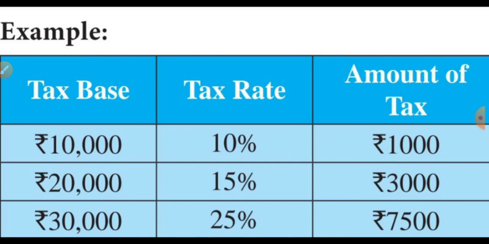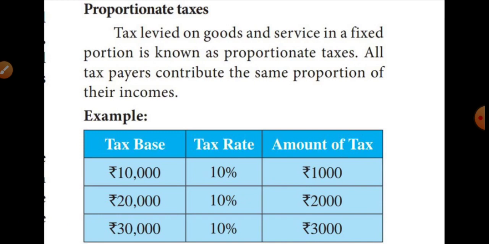Then the next one is proportionate tax. Proportionate tax means the lower class, middle class and upper class people all pay the same rate of tax. For example, on 10,000 rupees income, 10% tax is to be paid. On 20,000 rupees income, also 10% tax. On 30,000 rupees income, also only 10% tax is to be paid. That is called proportionate tax. Finally, we learn about regressive taxes.